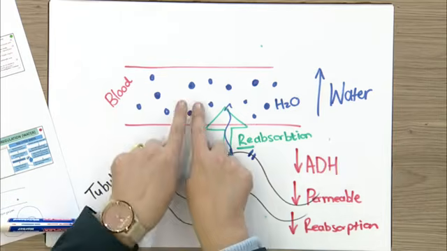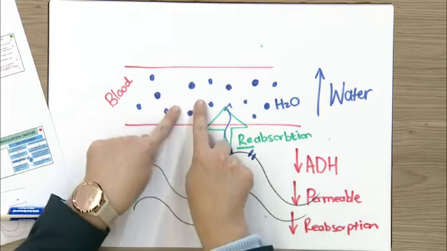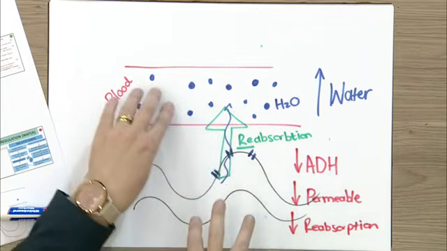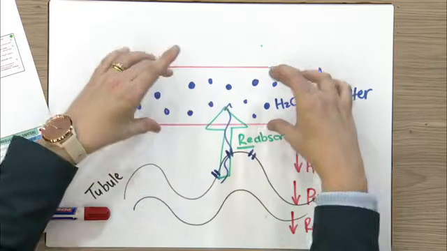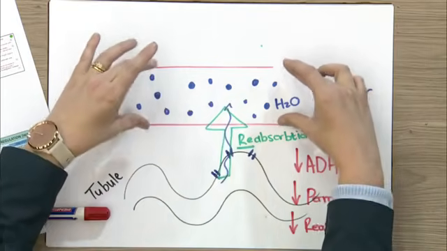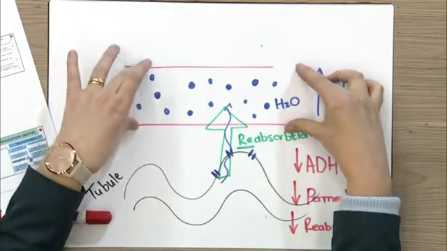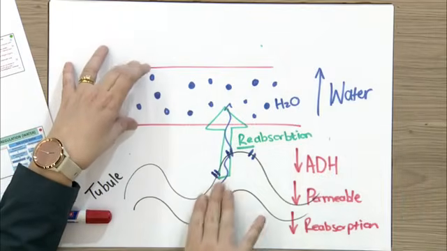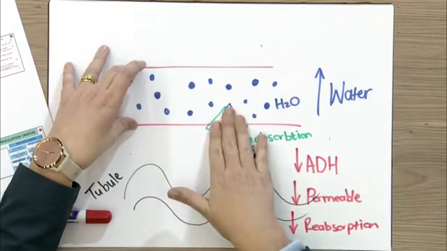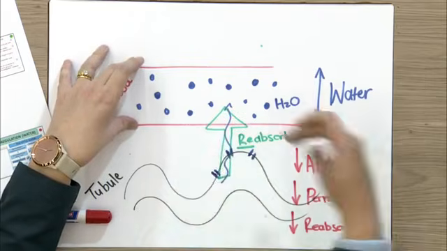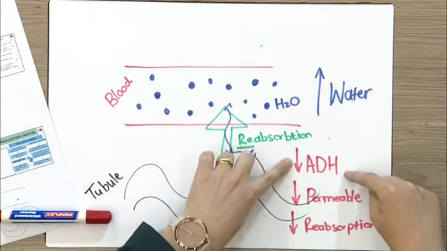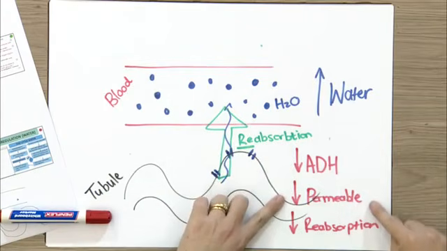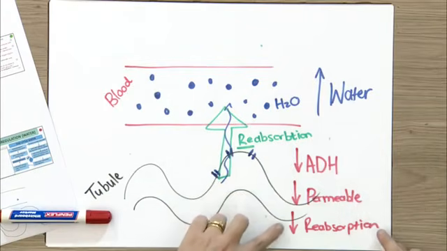When we have the opposite effect, everything is just in reverse. If there's very little water in the blood, we would like more water to move out of the tubule. You are dehydrated, and the only way to solve the dehydration is to move more water into the bloodstream. Therefore there will be more ADH, which will make the tubules more permeable, and that will make more water be reabsorbed.